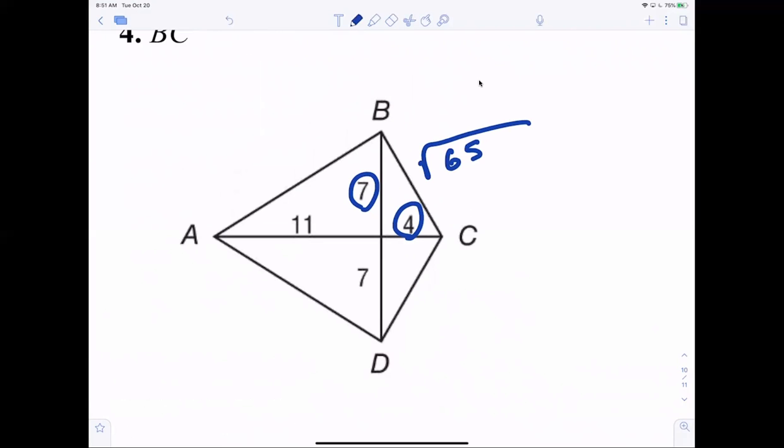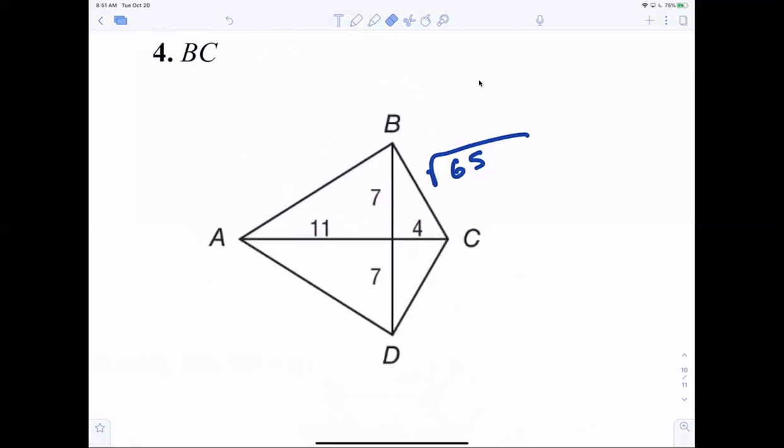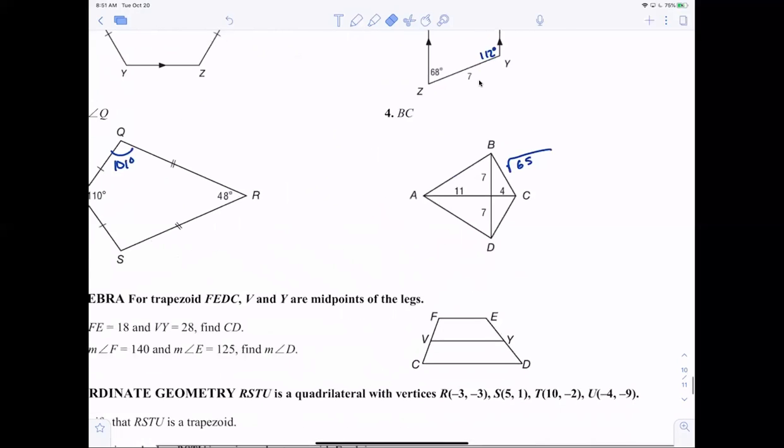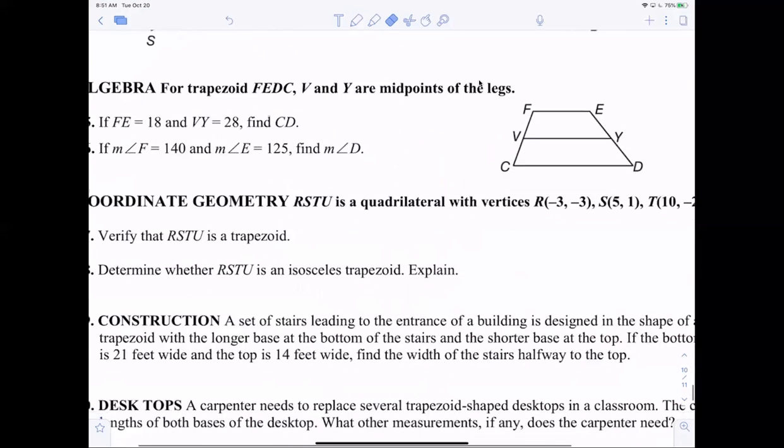Like it was before. All right, if this was an 8, we could do it differently. But there's no common factor with 4 and 7. So again, BC is the square root of 65. Any objections to that? All right, here we go. Number 5.